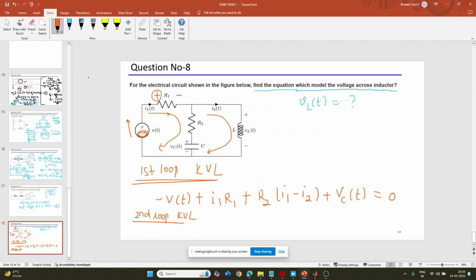Okay, now these are the two equations we are following. You start from here because I am interested in VL. Write down, you are moving from top to bottom because the current direction is given like that. Whenever the current through a passive element flows from top to bottom, the plus terminal is like that. As the plus terminal in the question is given the same way, we have taken plus VL(t).